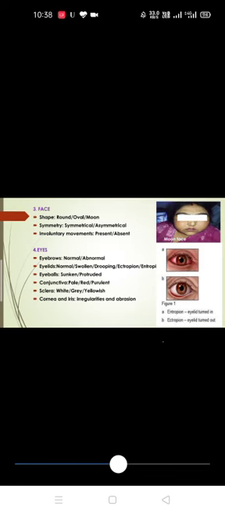Then after the head comes the face. For the face, you will first see the shape of the face, like round, oval, or moon shape. Here there is a picture of the moon shape. If the face is chubby, then it will be a moon face.